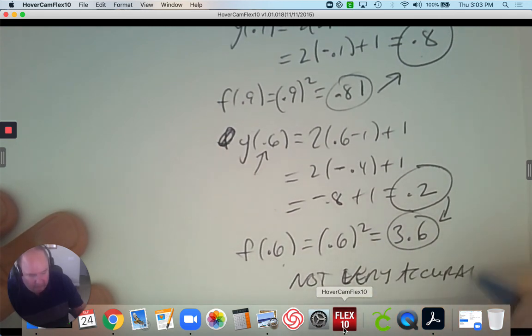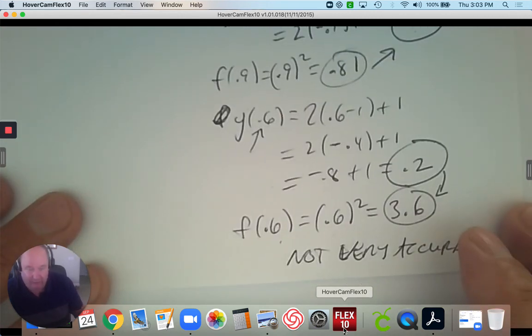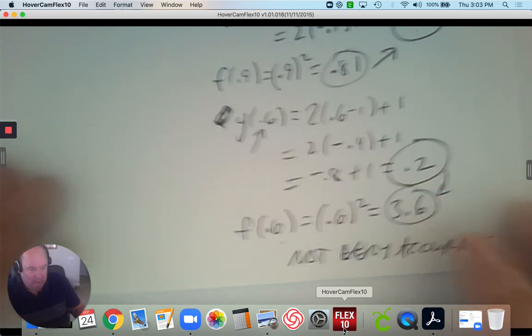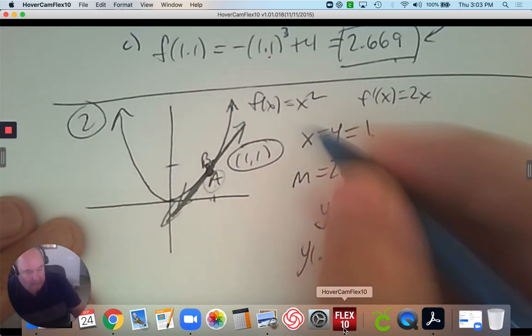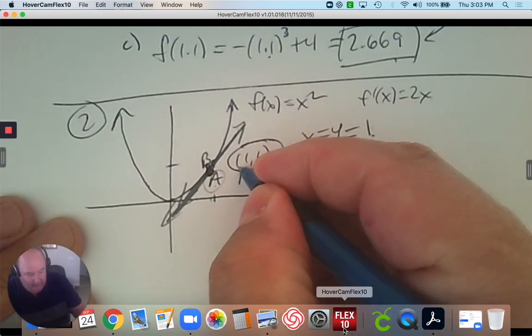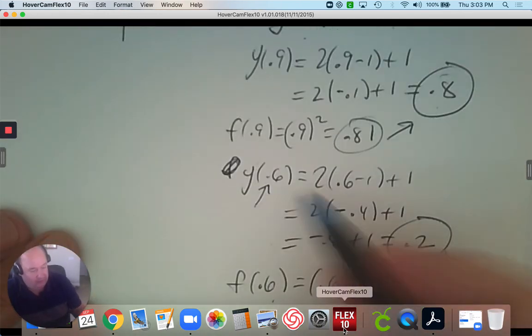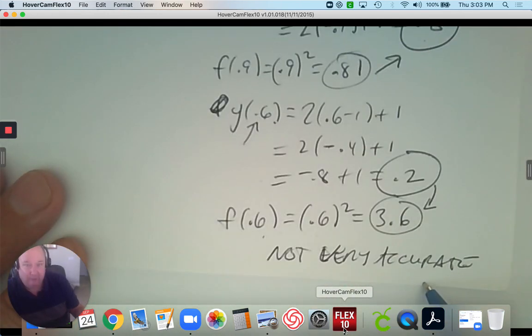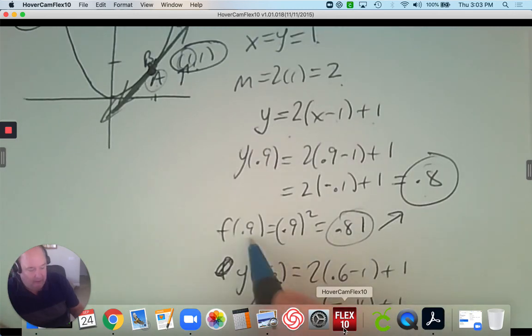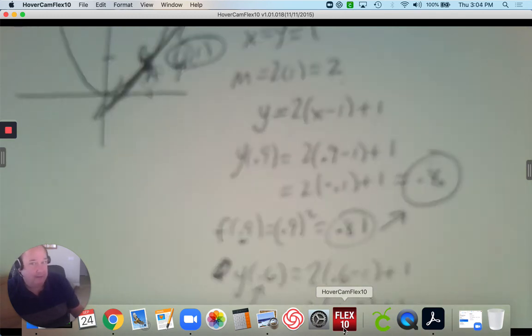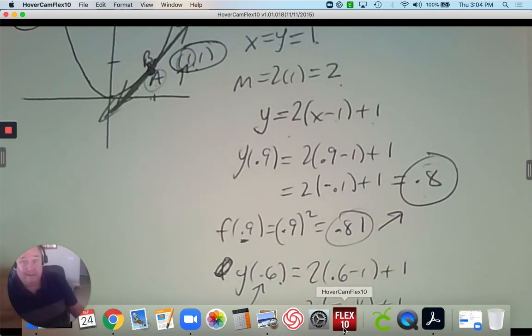It is because the further you go away from the x value of the tangent point, the less accurate it will be. So what was our tangent point? 1, 1. So the further you go away from positive 1, and 0.6 is getting further away, the less accurate it is. 0.9 is close to 1. So as long as it's close to the tangent point, it's going to be fairly accurate. But the further you go away, it's not going to be that accurate.